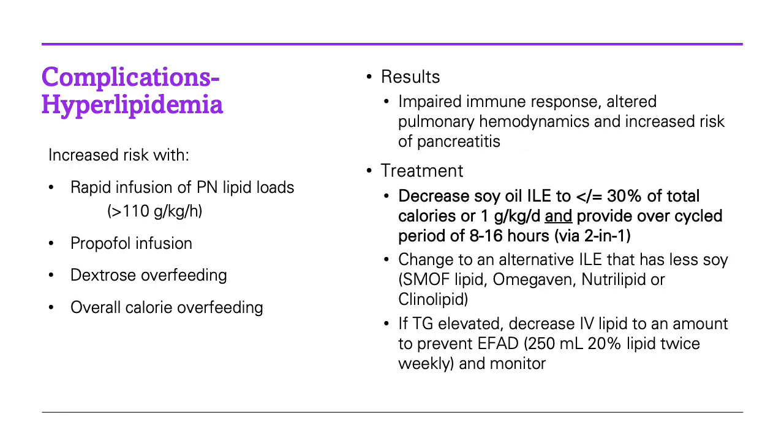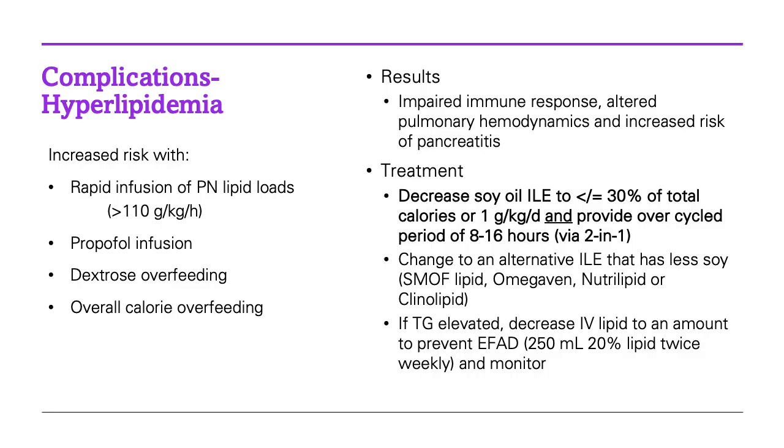So risk for hyperlipidemia is increased with a rapid infusion of PN lipid loads, which would be greater than 110 grams per kilogram per hour. Those that are on propofol infusion, and then any kind of dextrose overfeeding or overall just calorie overfeeding. And then hyperlipidemia results in an impaired immune response, altered pulmonary hemodynamics, and an increased risk of pancreatitis.